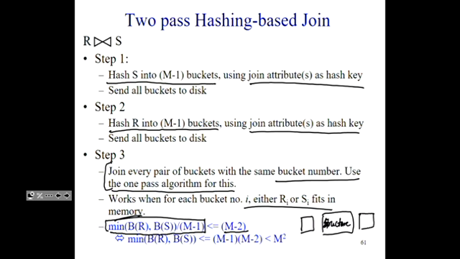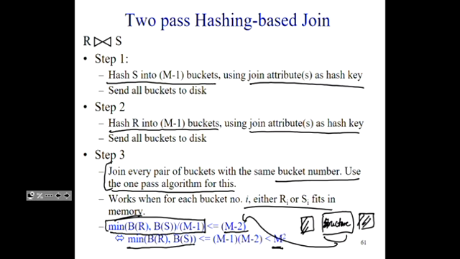So I need this structure to fit within m minus 2 because I need one for the input and one for the output. So the minimum of b of r comma b of s divided by m minus 1 needs to be less than or equal to m minus 2, and therefore the minimum of b of r and b of s needs to be less than m square.